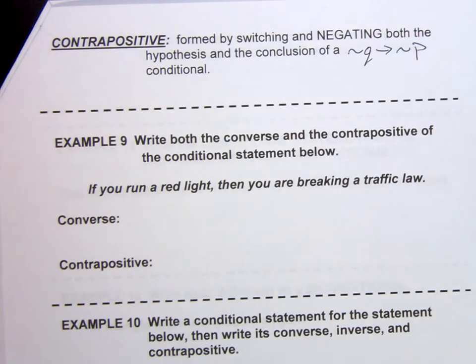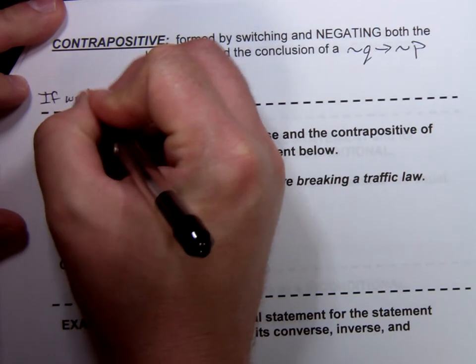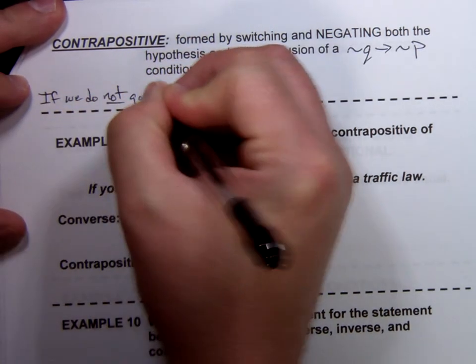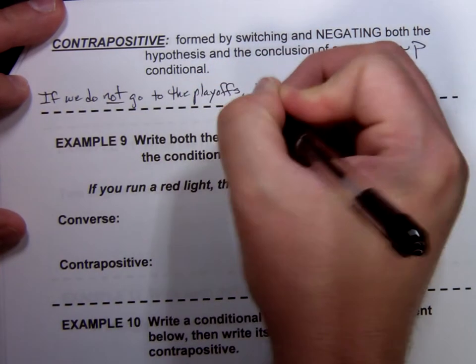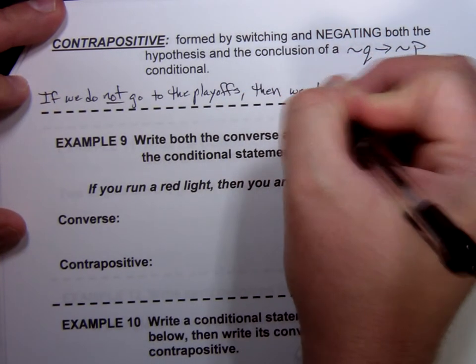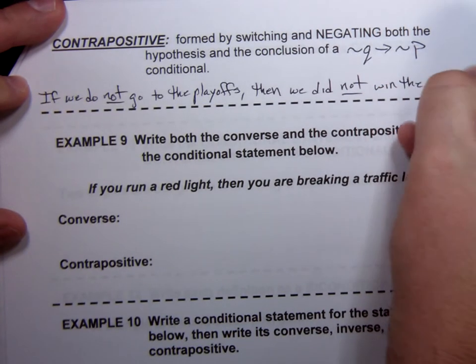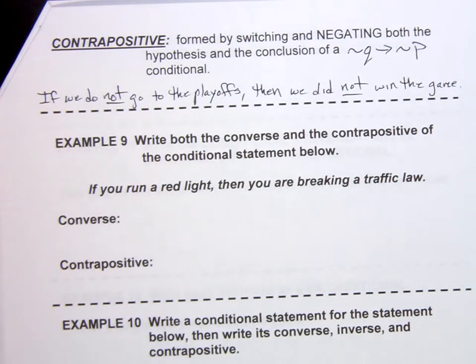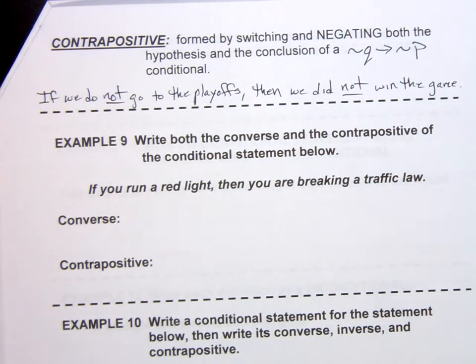And going off my original example, my original conditional statement was if we win the game, then we will go to the playoffs. The contrapositive to that would be if we do not go to the playoffs, then we did not win the game. There's the contrapositive. P and Q have been switched, and we added negations to both of them. If we do not go to the playoffs, then we did not win the game.